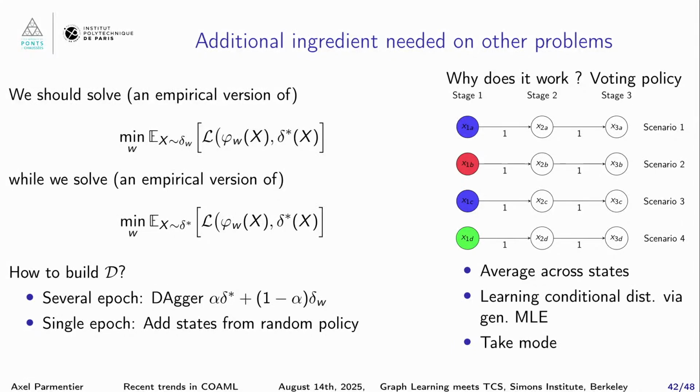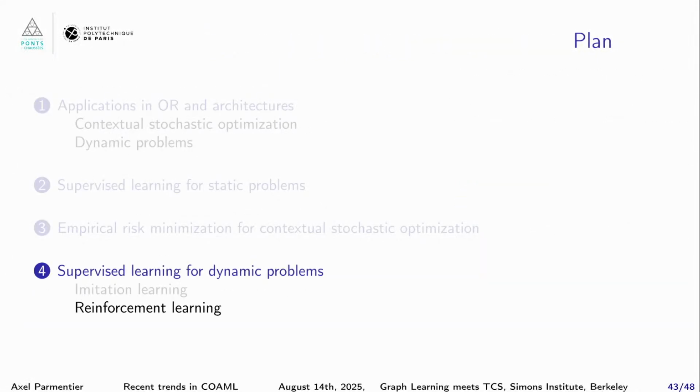And you know how to sample it. So basically what we do is a voting policy where we average across states. And that's the reason why it works pretty well. Still, that's not the end of the story, because there are cases where the anticipative decisions are really poor, and in that case, imitating them doesn't work.